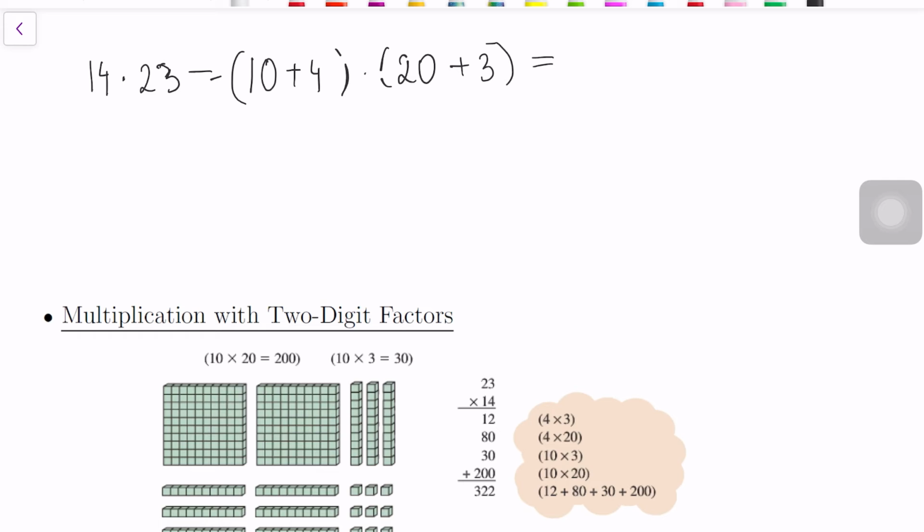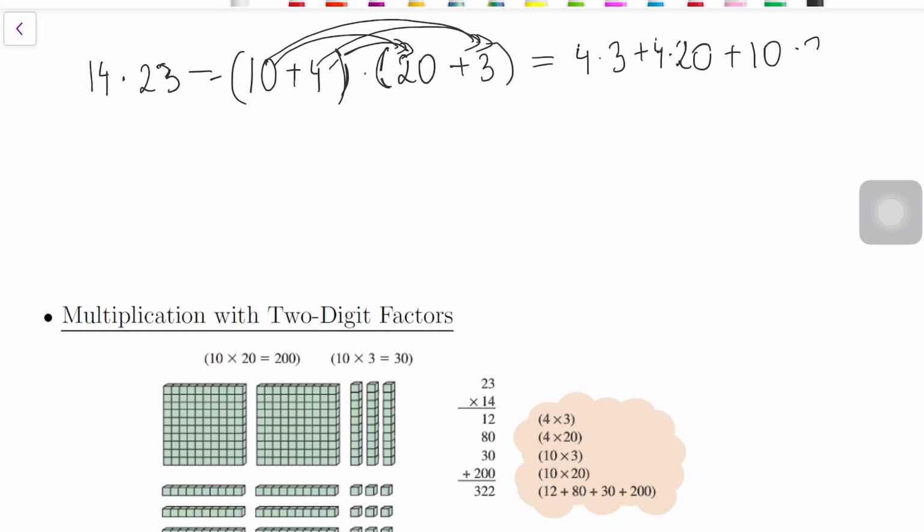So therefore, when you start distributing, it's kind of like foiling. You would have 4 times 3, you would have 4 times 20, but you also would have 10 times 3 and 10 times 20. Okay, so that would be 4 times 3 plus 4 times 20, and also 10 with 3 and 10 with 20. And all those products you can line up here.